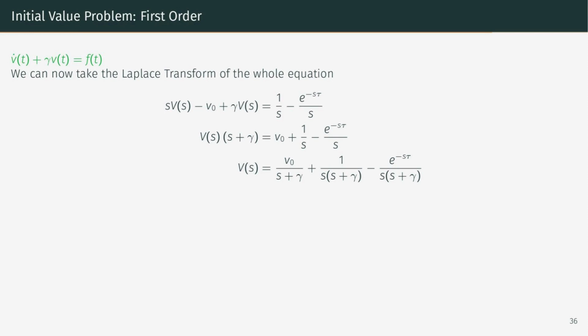Then V of s times (s plus gamma) equals v0 plus 1 over s minus e^(-s tau) over s. And finally, V of s equals v0 over (s plus gamma) plus 1 over s times (s plus gamma) minus e^(-s tau) over s times (s plus gamma).